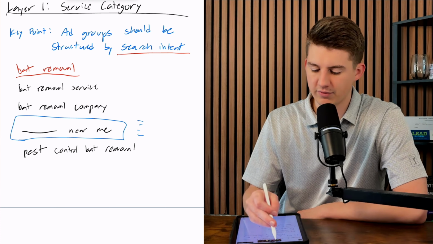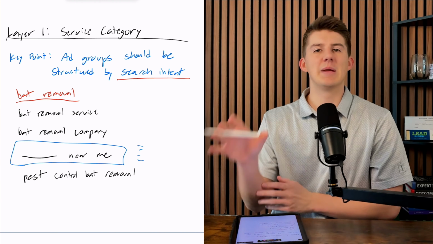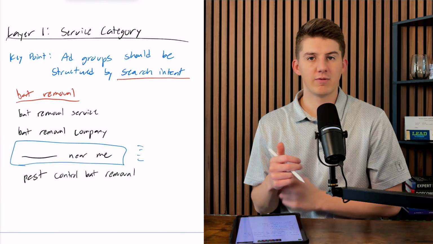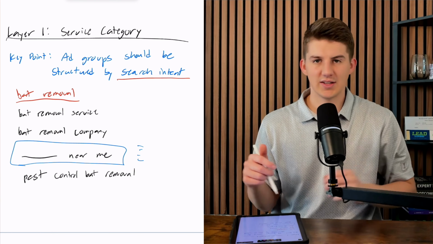So once we go first, layer number 1. We have all of our different types of pest control that we do that people actually search for and there's keyword volume for. Maybe it's 10 different things. And we have all of our search terms within there that all relate to that service.